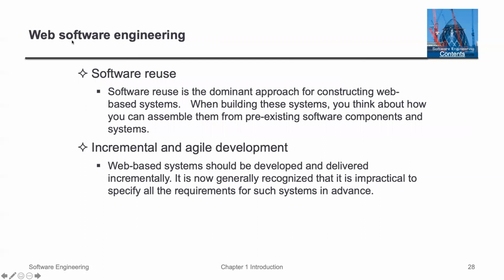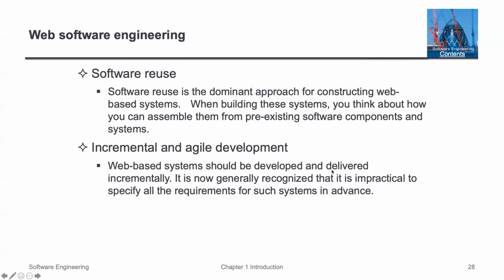So for web software engineering, you have software reuse and incremental and agile development. Software reuse is the dominant approach for constructing web-based systems. When building these systems, you think about how you can assemble them from pre-existing software components and systems. And just by aggregating things together in creative ways, you can actually create a new application. In terms of incremental and agile development, how do you start to incrementally expose these to your customer base and let them know that more is coming?